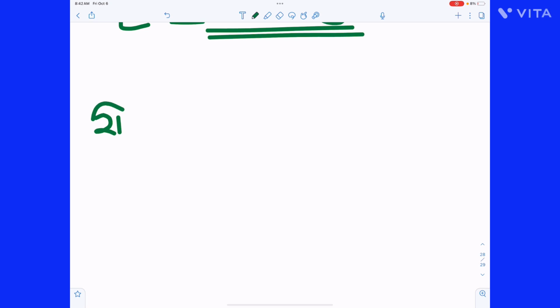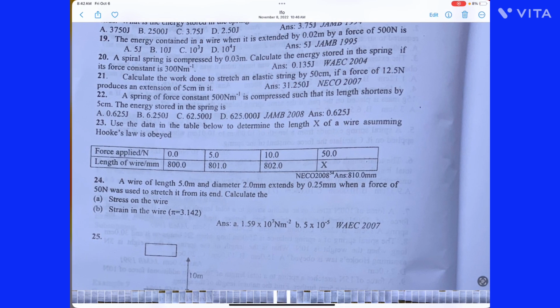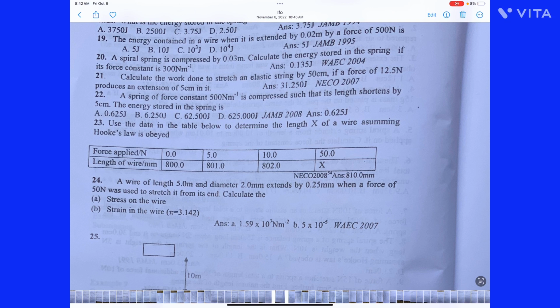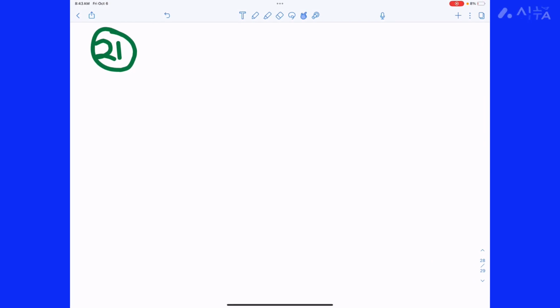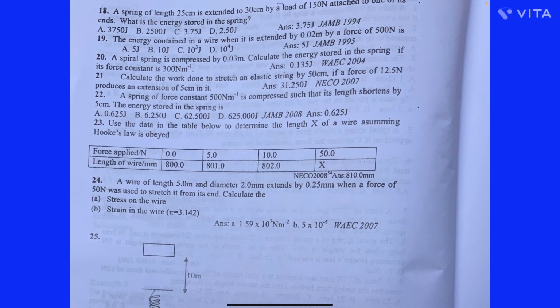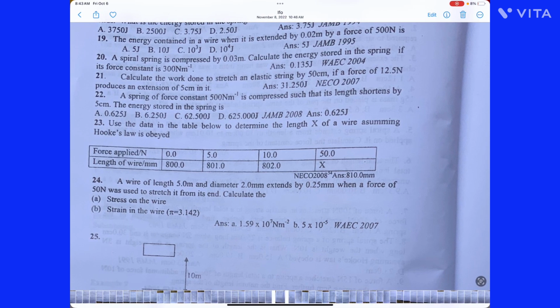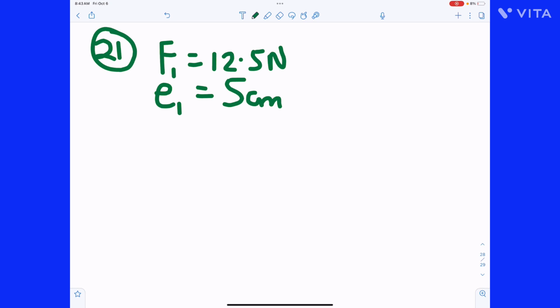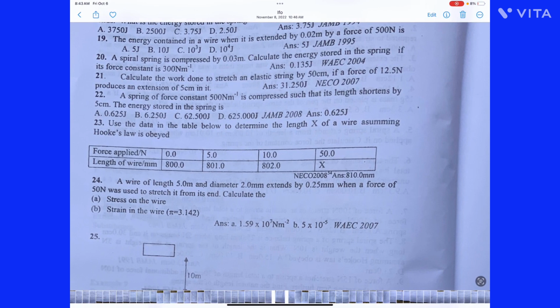Number 21. Let's move fast. The exercise is a bit long. Number 21 says, calculate the work done to stretch an elastic string by 50 centimeters if a force of 12.5 newtons produces an extension of 5 centimeters on it. So the extension produced by 12.5 newtons is 5 centimeters. It now says we should calculate the work done to stretch an elastic string by 50 centimeters.